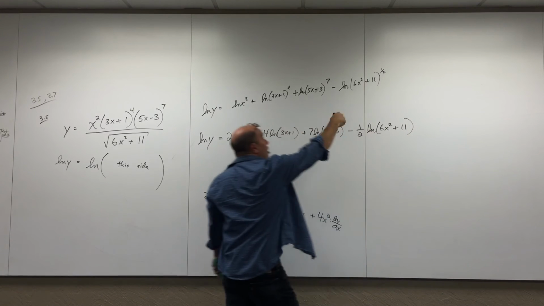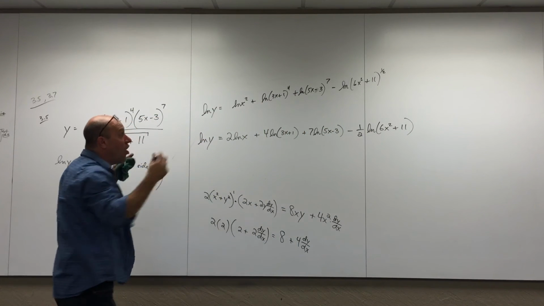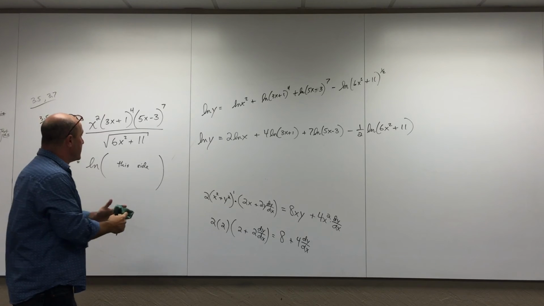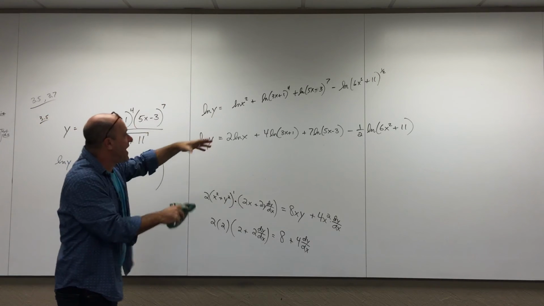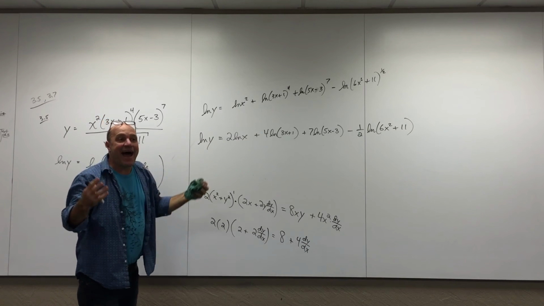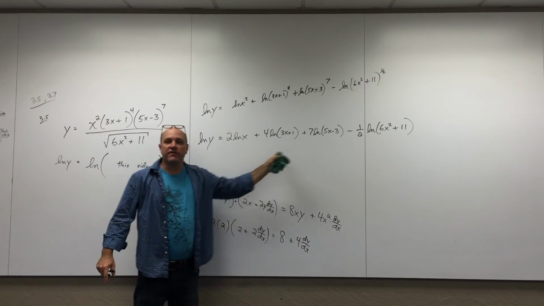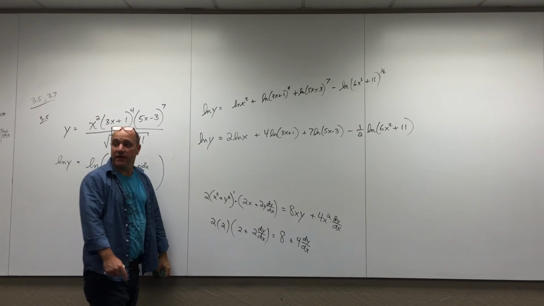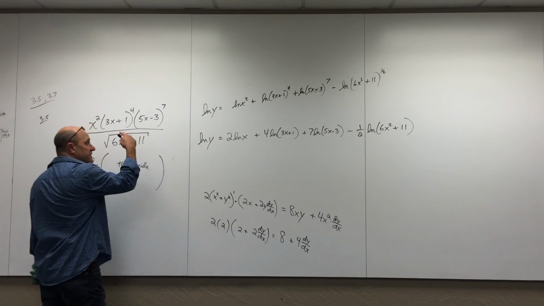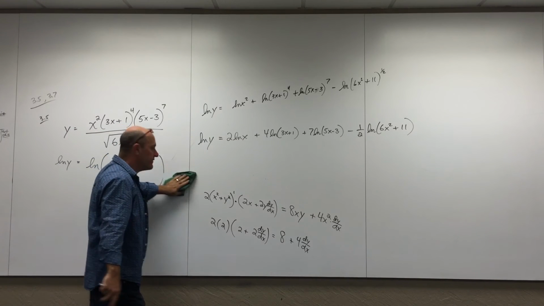There we go. I brought all the powers down front. I used all three of my famous log properties. I busted up the product, I busted up the quotient, and I brought all the powers down front. Now, this is the easiest derivative in the world. Well, it's not the easiest, but it sure is easier than it was a few minutes ago. Now I'll do a derivative.